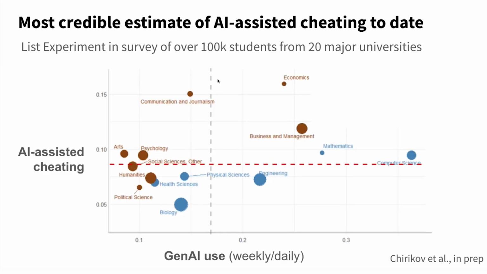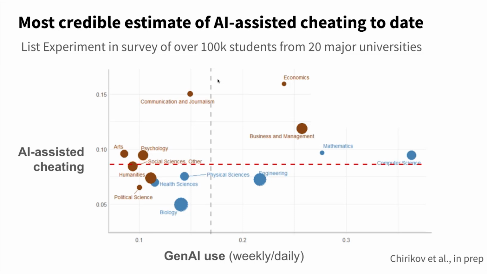I want to share with you some in preparation work, because it is really the most credible estimate of AI-assisted cheating that we have to date. It's the result of a list experiment, which is a commonly used way to get credible estimates for socially undesirable behaviors, right? Where people would be motivated to lie about their activity, such as cheating. And so this has been used in many other studies to get at credible estimates for this. Over 100,000 students across 20 major universities participated in this.